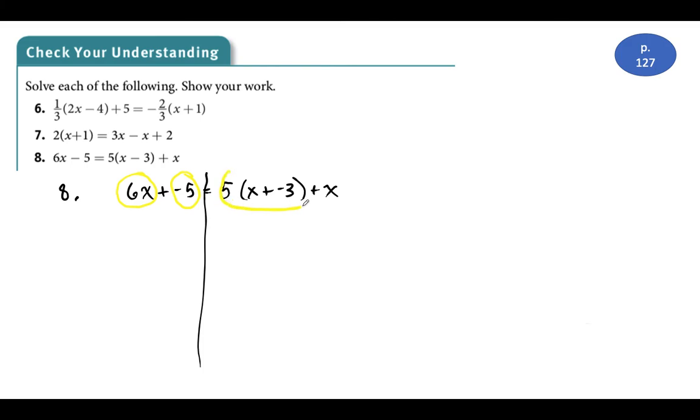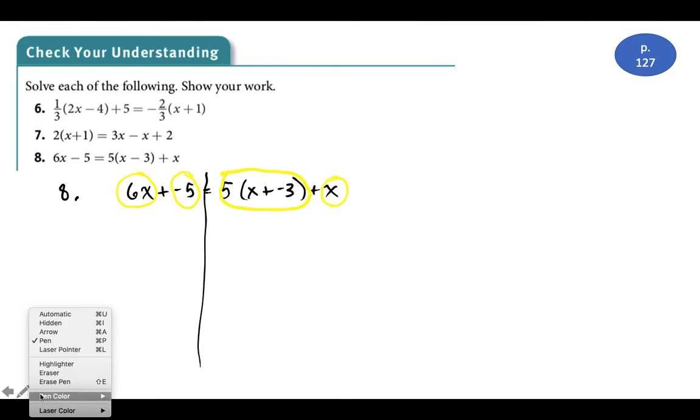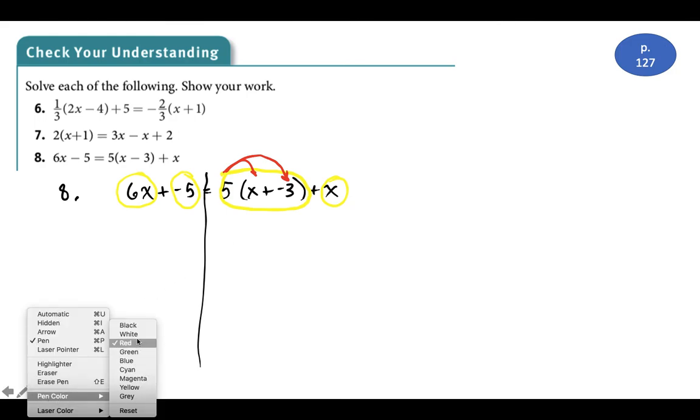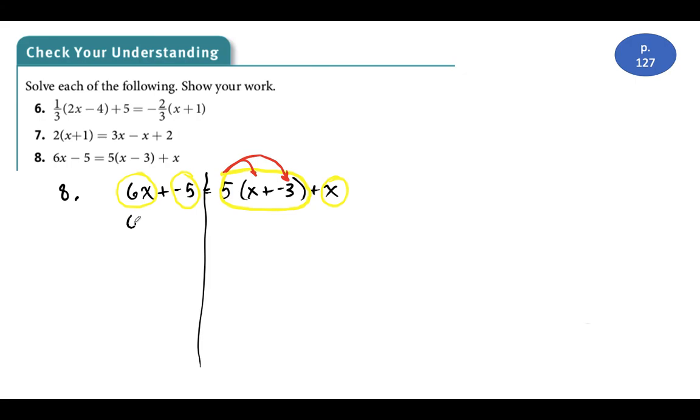We have an unsimplified term here, a really big term with some math inside. And then we have a term here. So that really big term with the math inside should grab your attention, and you should use the distributive property to break it into two separate terms. So the 6x doesn't change. The negative 5 doesn't change. 5 times x is 5x. And 5 times negative 3 is negative 15.